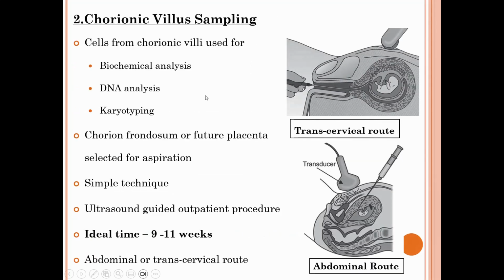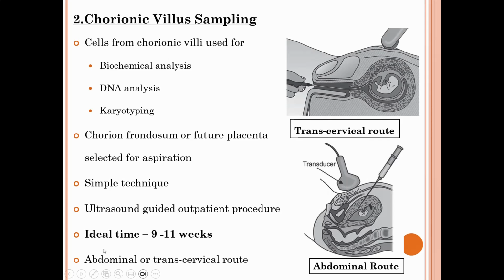Chorionic villus sampling. Here the cells from chorionic villi are used for biochemical analysis, DNA analysis and karyotyping, and here chorion frondosum, or future placenta, is selected for aspiration. It is a simple technique, an ultrasound guided outpatient procedure. Ideal time you know already, 9 to 11 weeks.